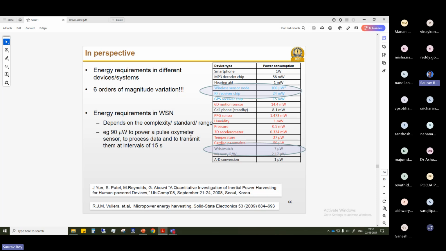Even a pulse oximeter people have studied. It can work on 90 microwatt power. It has to process this data as well as transmit. Generally, in the IoT scenario, the devices have to collect the data and then transmit it through a wireless device to another node. Then only it will be useful. So these are the defined applications. You can design your circuit for one of these power requirements. For more study, you can look into these papers. Tomorrow we will look into one such design.